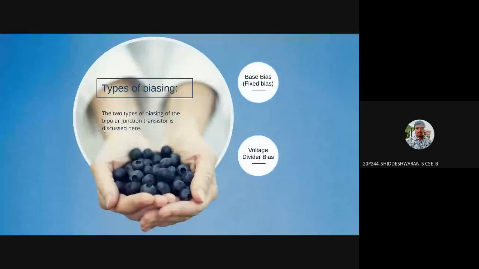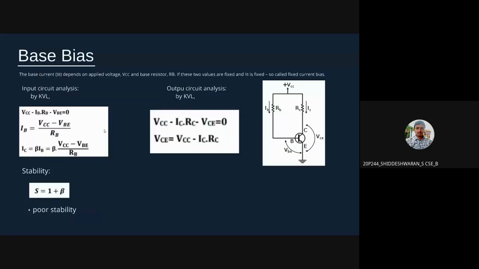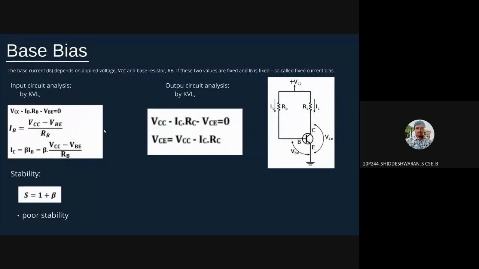Finally, here we are at the types of biasing. There are two types of biasing, named base biasing and voltage divider biasing. First, we are going to look at base biasing. Base biasing depends upon the applied voltage VCC and base resistor RB. If these two values are fixed and IB is fixed, we can call it fixed current bias.